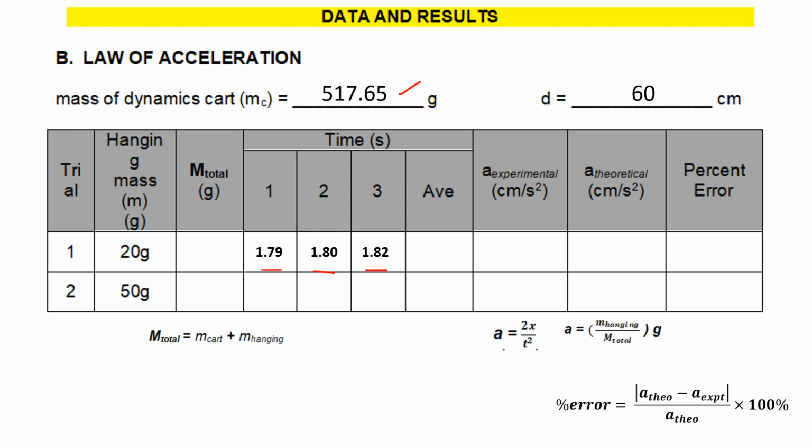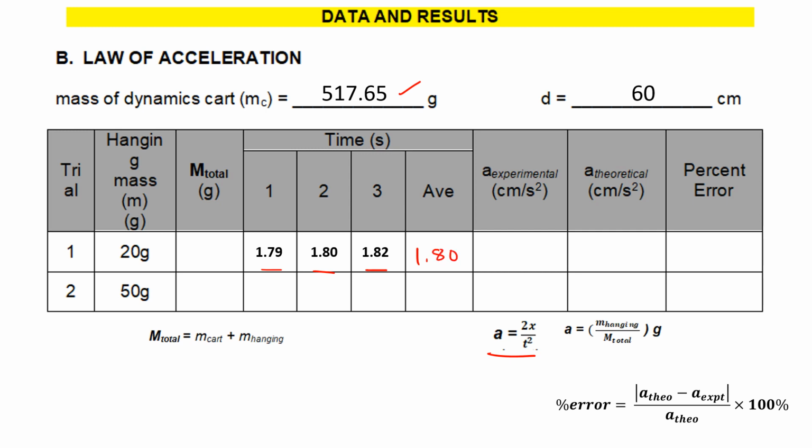To compute the experimental value, again, the formula is 2x over t squared. First we need to compute the average: 1.79 plus 1.80 plus 1.82, divided by 3. The answer here is 1.80. Let's use two decimal places, 1.80. This is the average time.